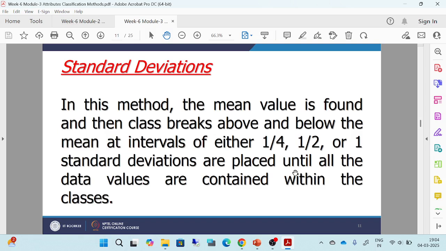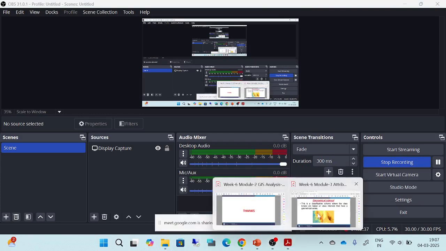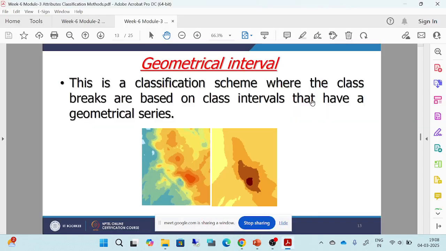Then we have the standard deviation classification. This is the fifth one, which is a purely statistical technique of classification. In this, the mean value is found first, and then class breaks above. Yeah. So this is a classification scheme where the class breaks are based on class intervals that have a geometrical series.